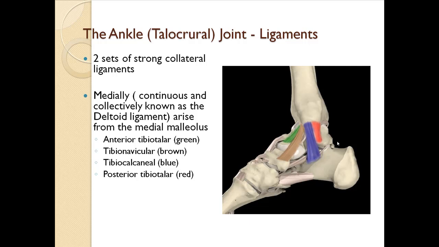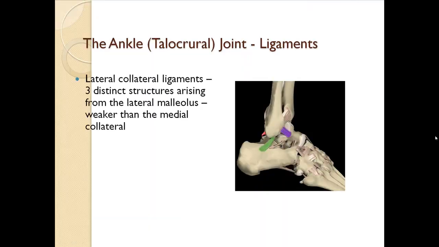As I said, they're collectively known as the deltoid ligament because they form a triangular shape across the medial aspect of the ankle, and it's a very strong arrangement. It's a very strong ligament itself, the deltoid ligament is. The function of the deltoid ligament is essentially to prevent the movements of eversion, to stop the foot from being excessively everted away from the ankle. The anterior ligaments will be taut in plantar flexion. The posterior ligaments and the calcaneal ligaments are taut in dorsiflexion.